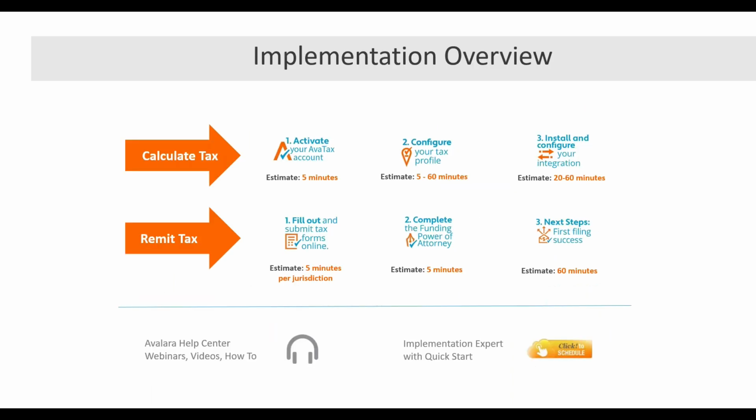So implementation overview. To activate your account takes about 5 minutes. To configure a tax profile can take anywhere from 5 to 60 minutes, depending on how many states you have an obligation for tax. To download the connector, the QuickBooks connector can be downloaded in 10 to 15 minutes.